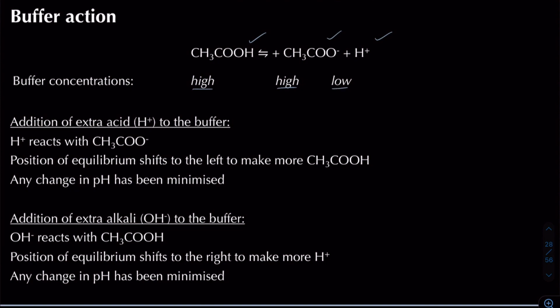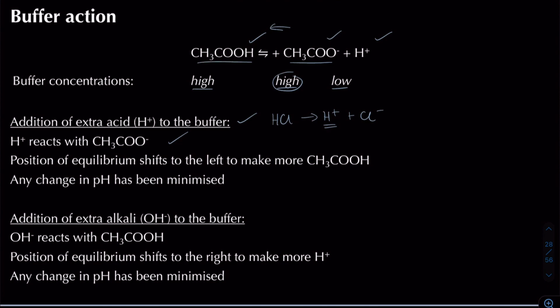Now there are two scenarios that you need to be able to explain in the exam on how a buffer actually works. Let's start off by adding some acid. Let's say I were to add in very small amounts of HCl. HCl is going to dissociate and form H plus ions, and it's also going to form chloride ions as well. Now the H plus ions are going to react with this very large amount of conjugate base that we can see over here. And what that will do is shift the position of the equilibrium towards the left, and in doing so we make more ethanoic acid.